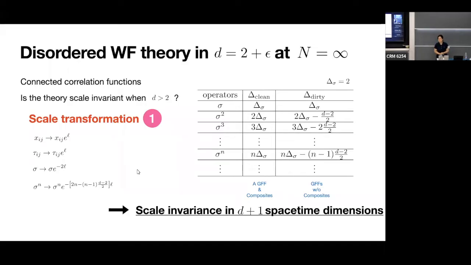If I understand correctly, this is perturbative in the disorder W, is that right? Or is it exact? For the infinite N limit, it is exact. Okay, so we're not even perturbative.